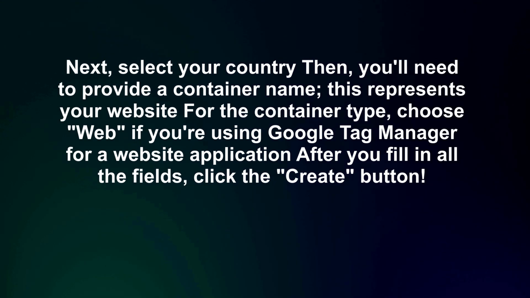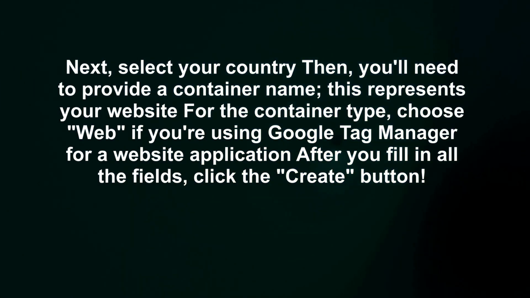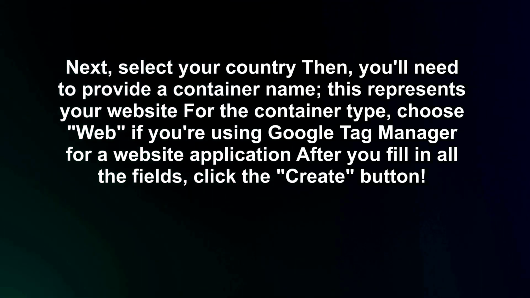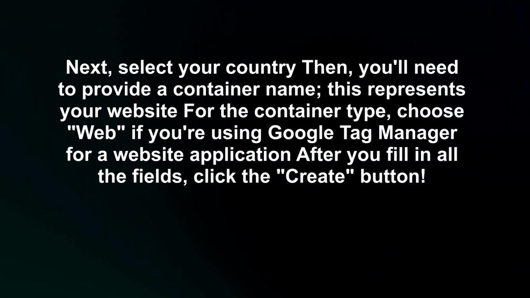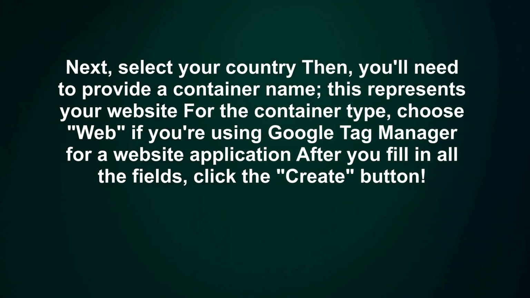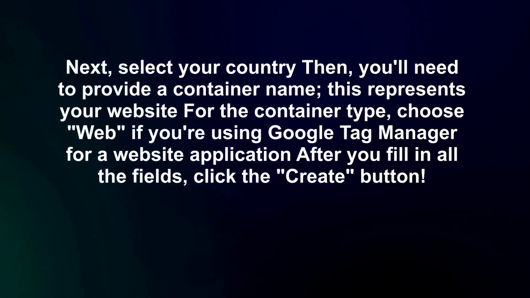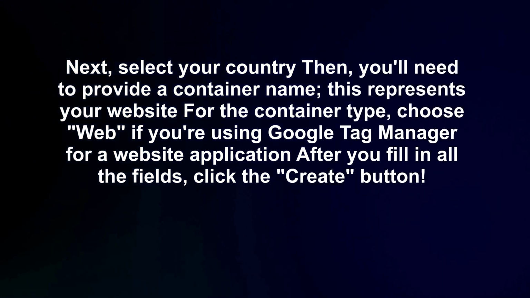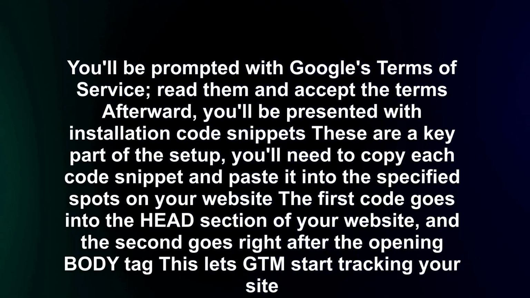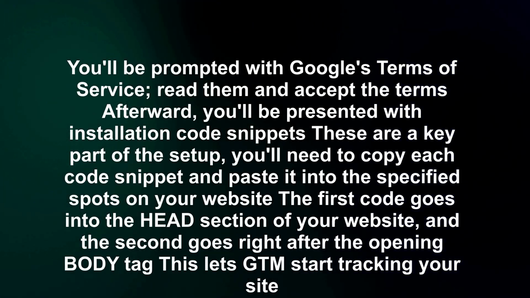Next, select your country. Then, you'll need to provide a container name. This represents your website. For the container type, choose Web if you're using Google Tag Manager for a website application. After you fill in all the fields, click the Create button. You'll be prompted with Google's Terms of Service. Read them and accept the terms.